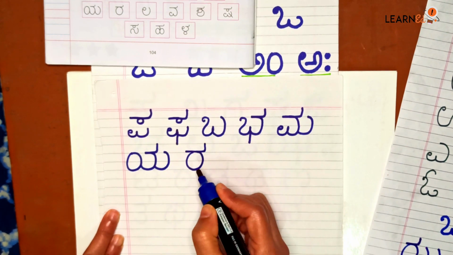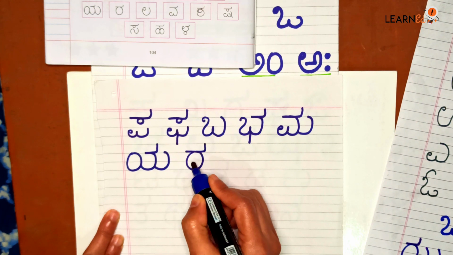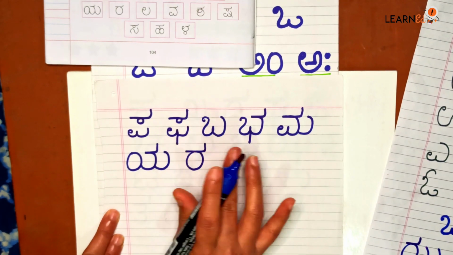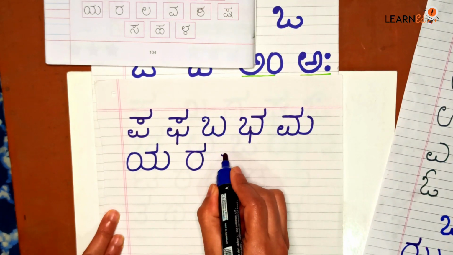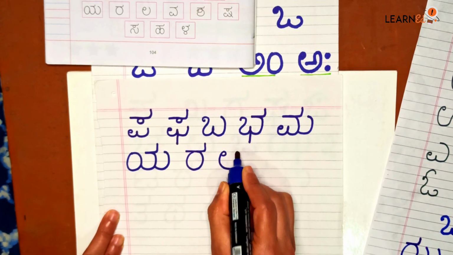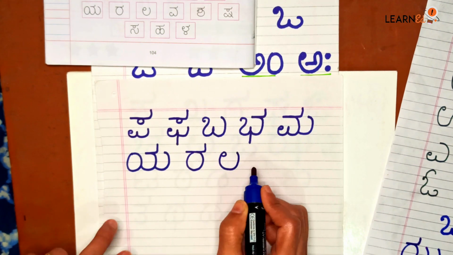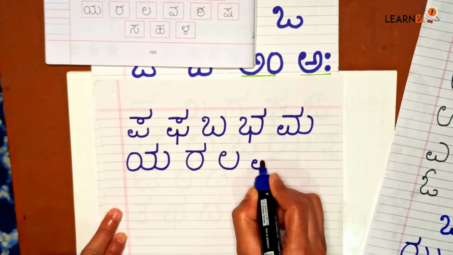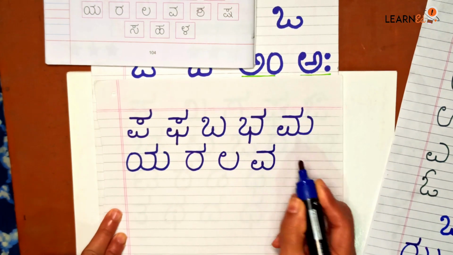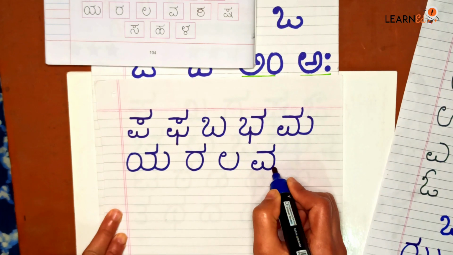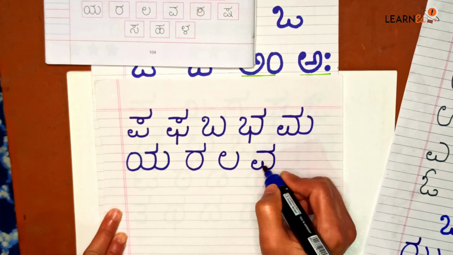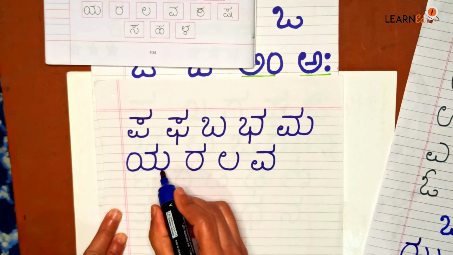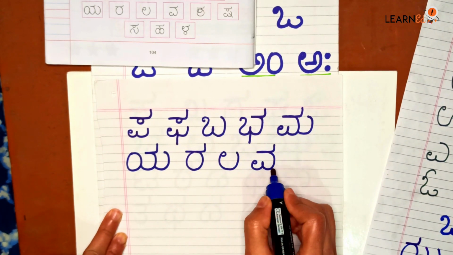Ra. Ra is a bit similar to ta. In ta we put a dot in the center. Ra is simple, without any dot. La, stop it here, just like a, but stop it here. La. Wa, similar to ma, but we don't have this side curve. Only that is the difference between wa and ma. This is wa. Ya, ra, la, wa.